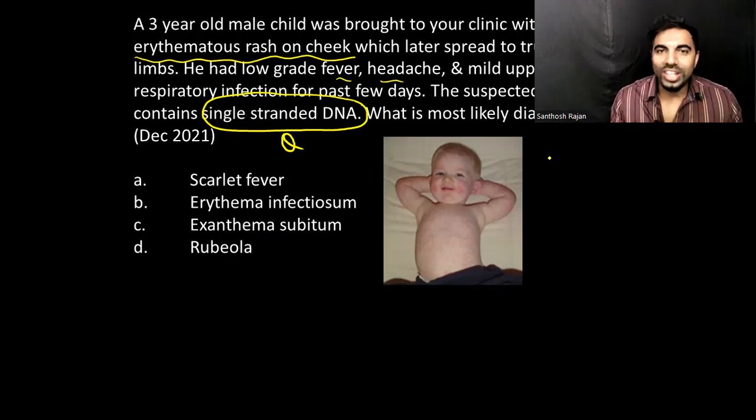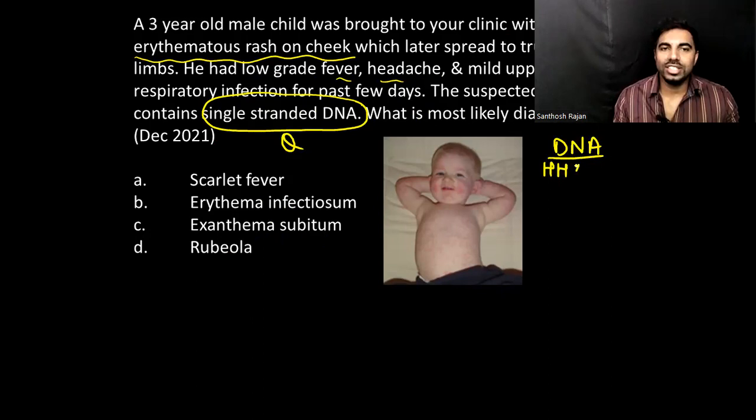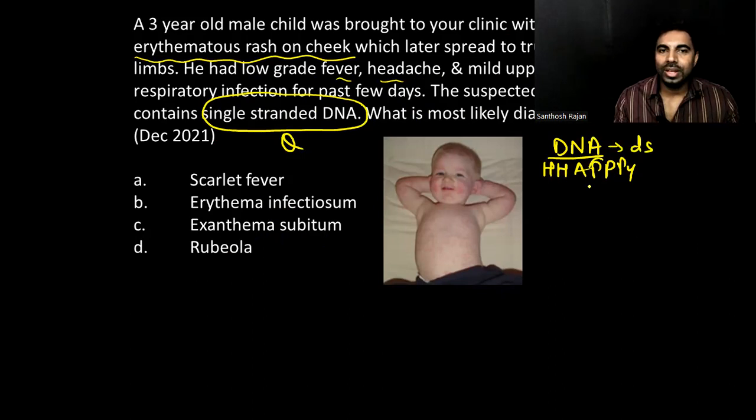Of all the DNA viruses, among DNA viruses, we have what? Herpes, hepadna, pox, papilloma, polyoma, adeno. All are double stranded, except parvo. Parvo is the single. Only parvo is single. Rest all are double. Okay.